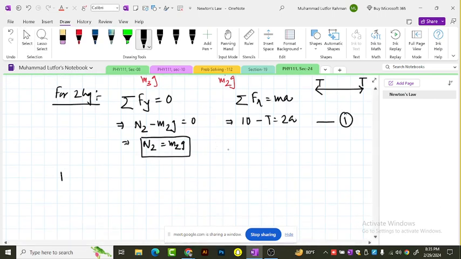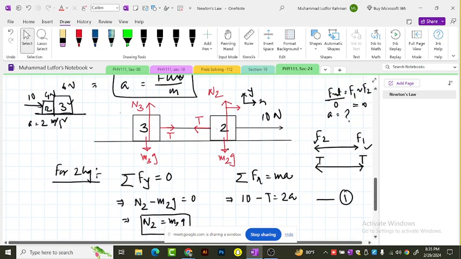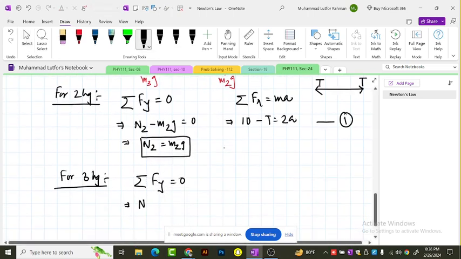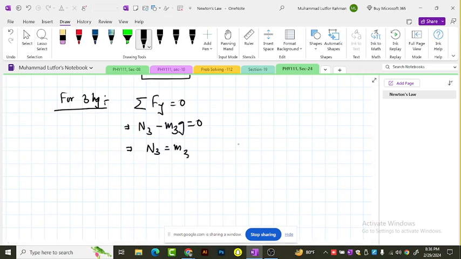For the 3 kg body, again I will write the net force along the y direction would be equal to 0. Along the y direction, there are two forces. One is N3, another is m3g. I will subtract this one because they are anti-parallel vectors. N3 minus m3g equals 0, or N3 would be simply m3g, which is again the actual weight of the system.